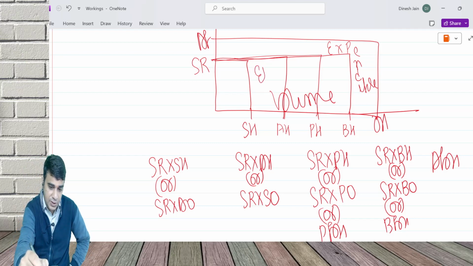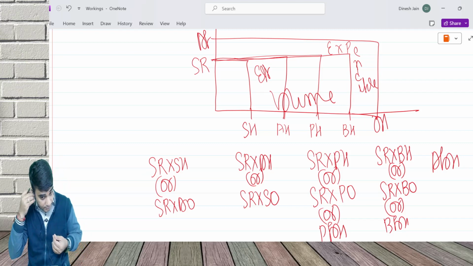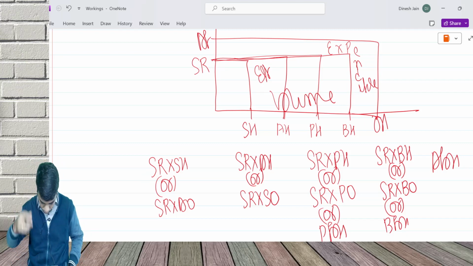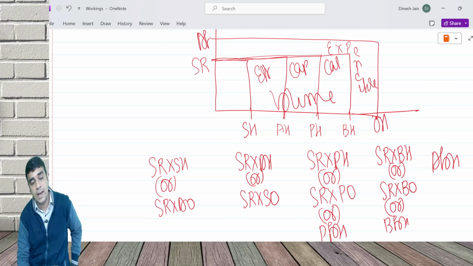The breakup is efficiency, capacity, calendar. What is this calendar and all? I'll explain later. The only thing you need to tell me is, looking at the chart, tell me the formula. What is the FOH calendar variance formula? SR into PH minus SR into BH. That alone is sufficient for me.